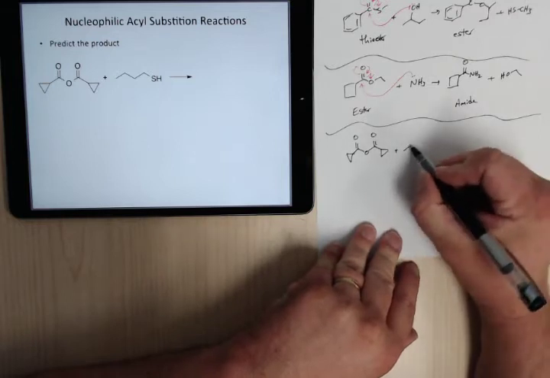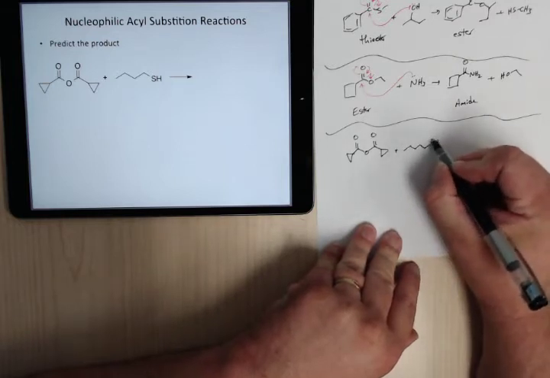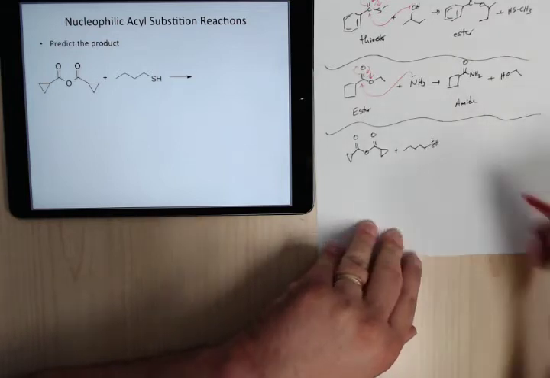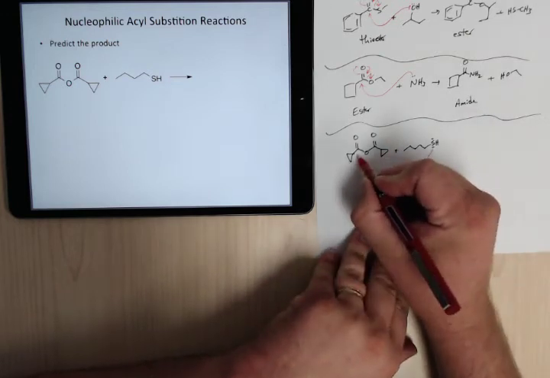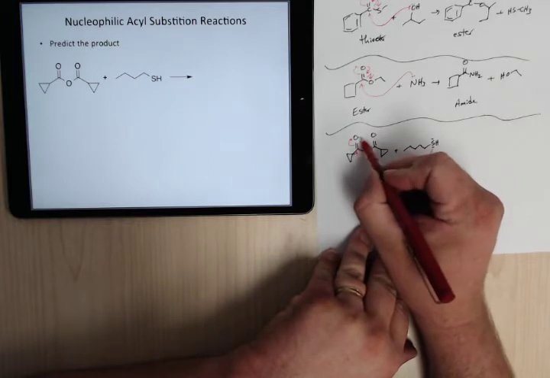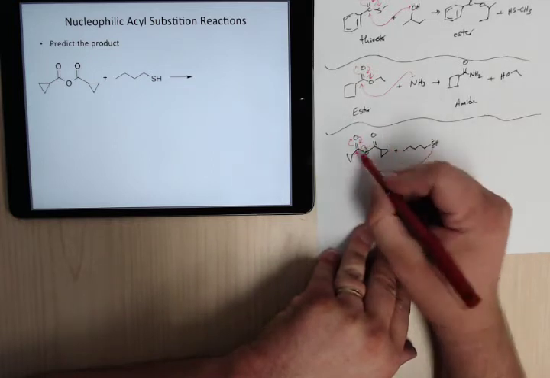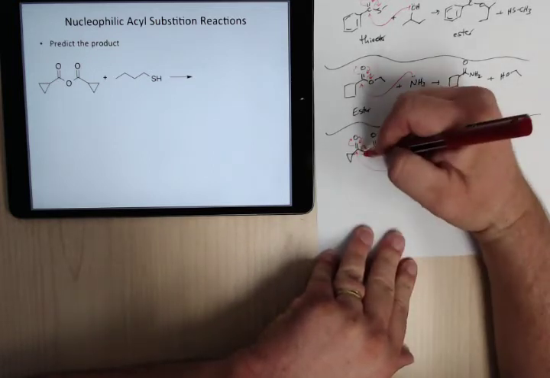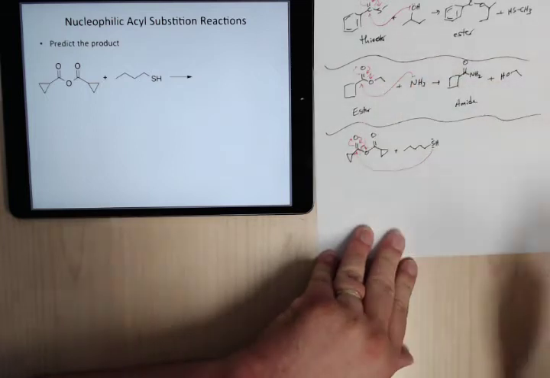Now again, we're going to have the lone pairs come in and attack. I usually do the one on the left, but that's okay. Attack, kick up, kick down, kick away. Now this whole thing, we're snipping the bond there, so this whole thing goes away.